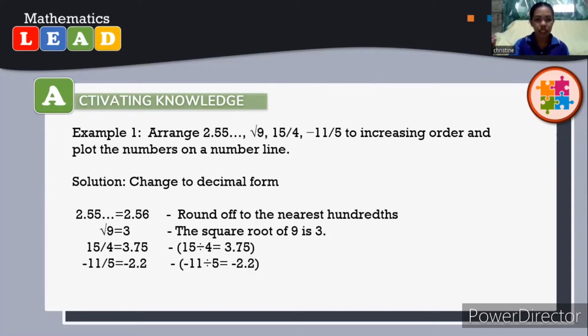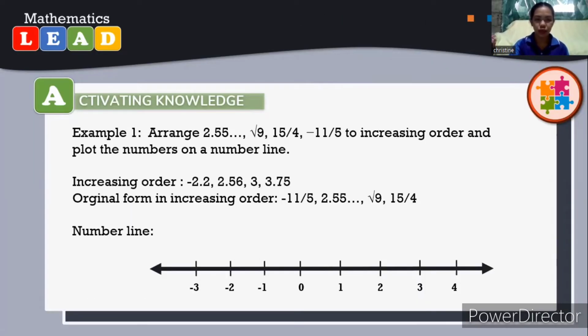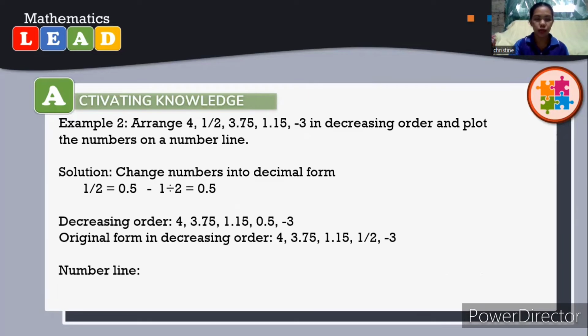So the increasing order will be like this: negative 2.2, 2.56, 3, 3.75. And their original form in increasing order will be negative 11/5, 2.55, square root of 9, and 15/4. And when we plot them on a number line, it will be like this: negative 11/5, 2.55, square root of 9, which is 3, and 15/4. Then let's proceed with example 2.